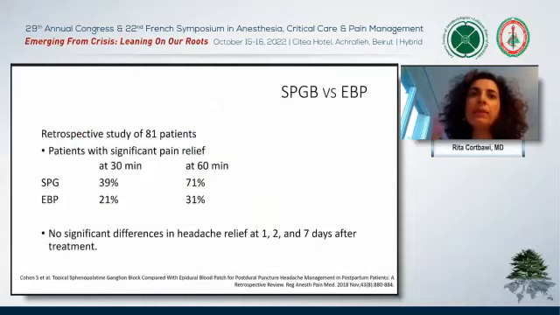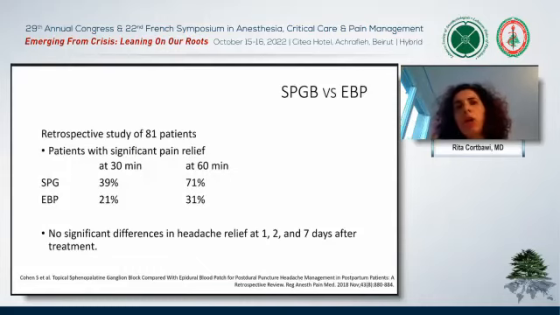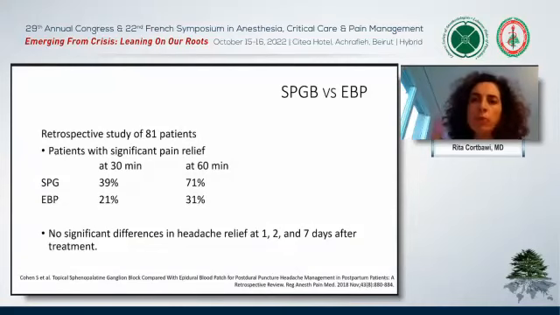Now, in a retrospective study comparing the sphenopalatine ganglion block and the epidural blood patch, we found that there is a significant pain relief in both situations, yet the onset of pain relief is much faster with the sphenopalatine ganglion block. There is no significant difference in headache relief at 1, 2, and 7 days, so it's quite an interesting alternative to the epidural blood patch.